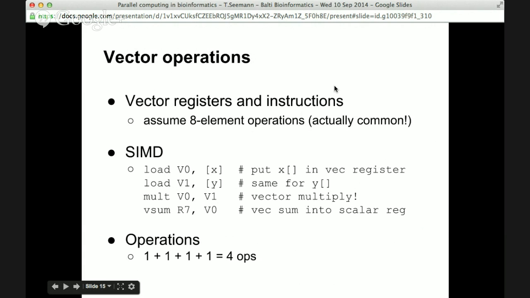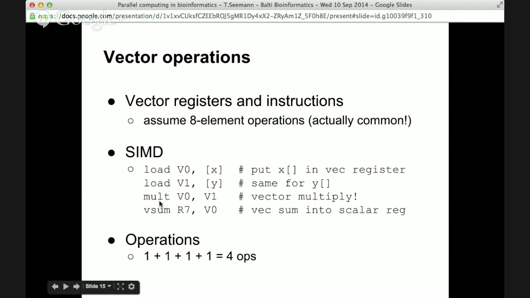One value at a time, it can operate on multiple elements. And 8 at a time is a common thing. So in SIMD, the previous example would be written as a register which stores vector values instead of scalar values. Here we're loading a vector register with the contents of some memory at position x. Then we're loading another vector register with the contents of vector y. And now we're doing a vector multiply.